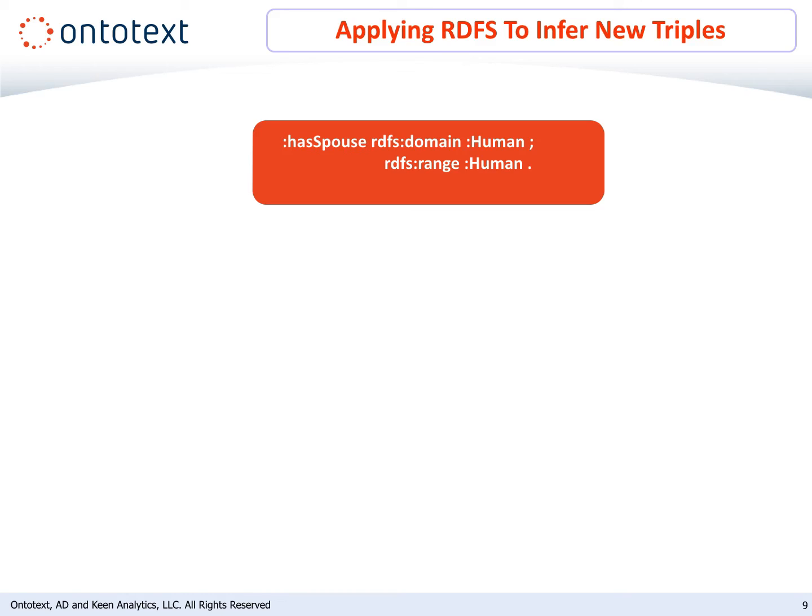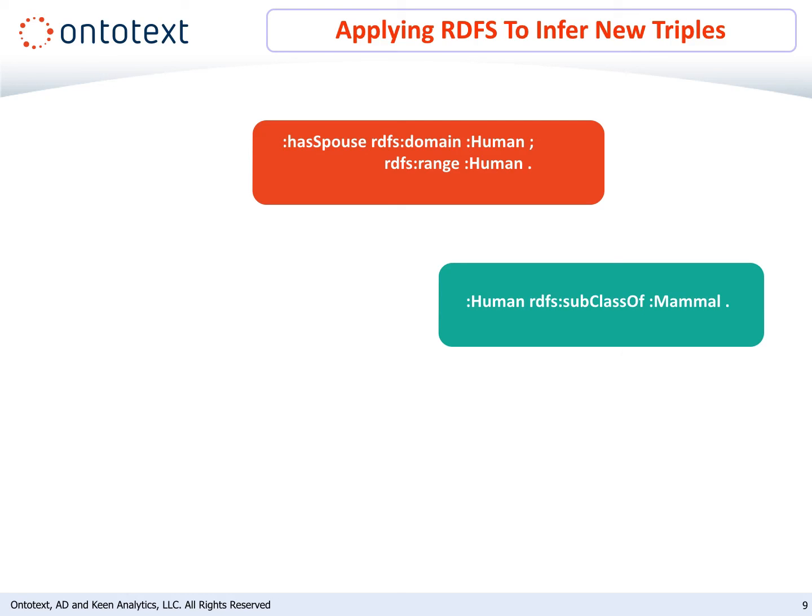Looking at this example, we see how new triples can be inferred by applying RDFS rules to a small RDF-RDFS model. In this model, we use RDFS to define that the has-spouse relationship is restricted to humans. And, as you can see, human is a subclass of mammal.